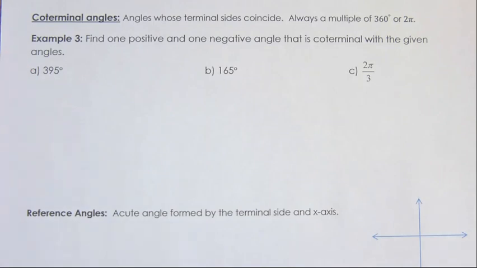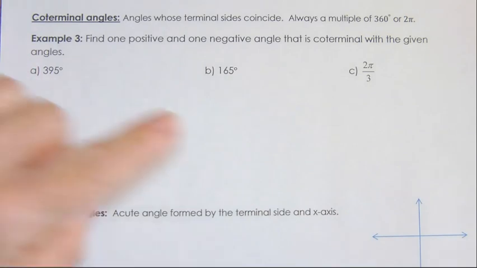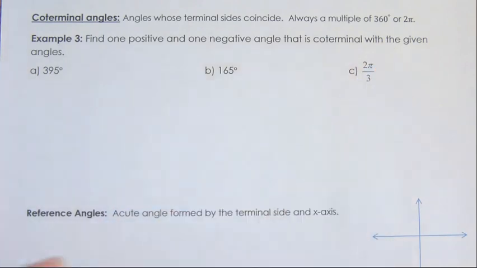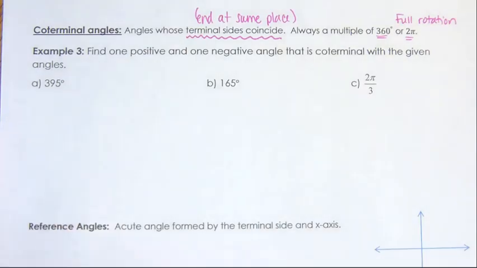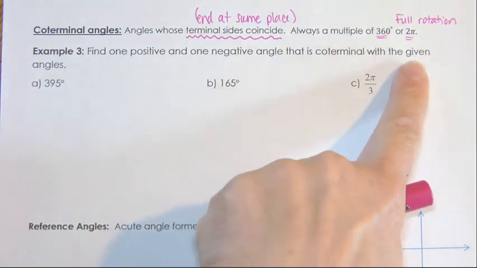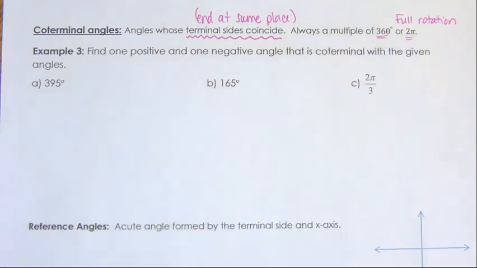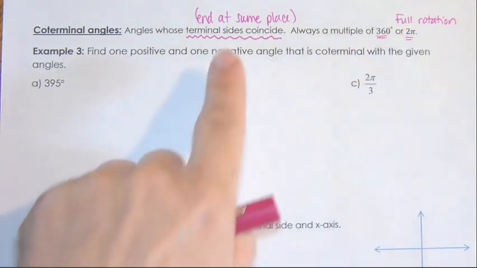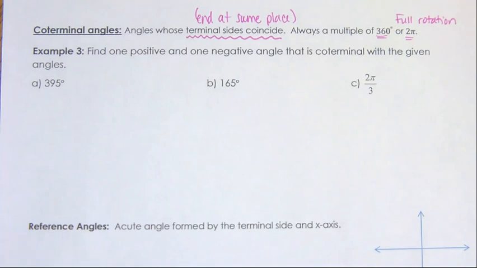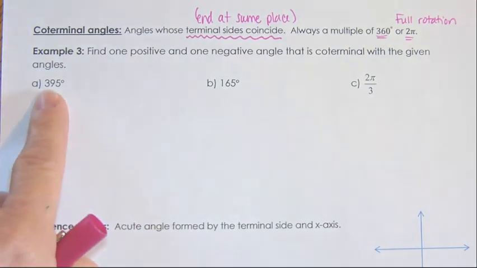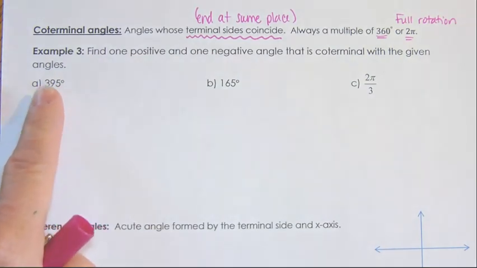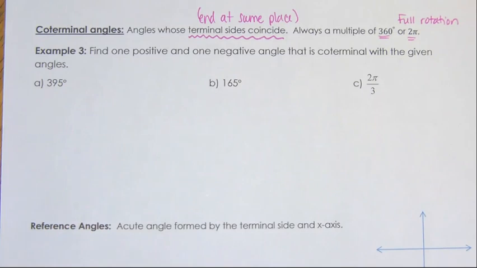And the way that we're going to do this is by adding or subtracting a full circle, 360 or 2 pi. The reason that we use 360 or 2 pi is because that represents a full rotation. All right, and we don't want them to always end at the same place. So if we look here, 395, this is actually already bigger than 360.